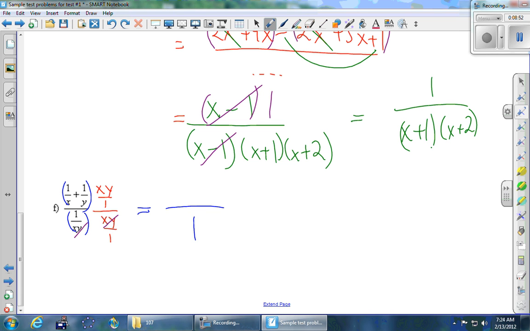On the top, nice things will happen as well, but it takes an extra step. First, we're going to distribute. Xy is going to come in and hit both terms. So I've got 1 over x times the xy that came in, plus 1 over y times the xy that came in, equals, and now good things happen again. X cancels here, y cancels here. All we're left with is the first term is a y, second term is a plus x. No need to write the divided by 1.